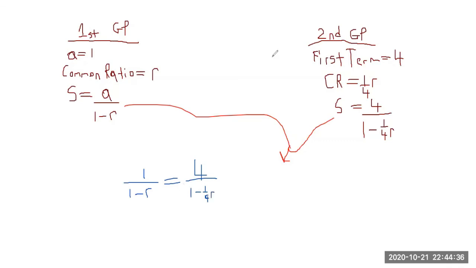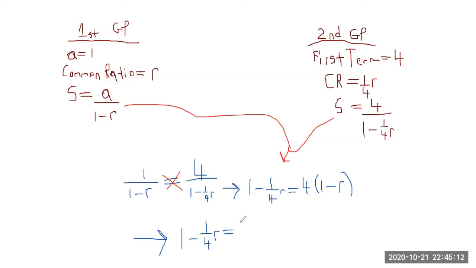So we can cross multiply. By cross multiplying, what we're getting is that 1 minus a quarter r is equal to 4 times 1 minus r. So this is working out to be 1 minus a quarter r, and that's equal to 4 minus 4r.